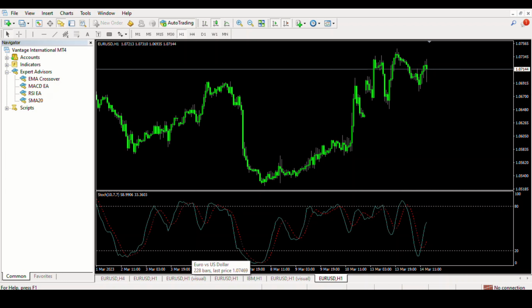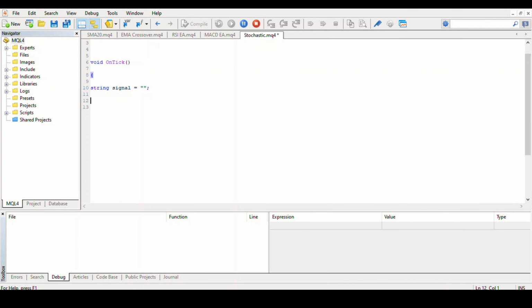According to stochastic users, this is an effective method. Now, we have a signal line, and we also have the main line. So to do this, we are going to be creating a crossover expert advisor, but in the form of a stochastic oscillator. Go ahead and start a new expert advisor. I've already done so, and I've already pasted the void OnTick in our body.